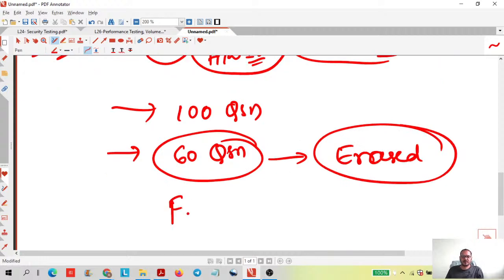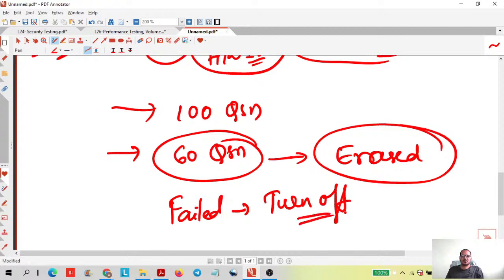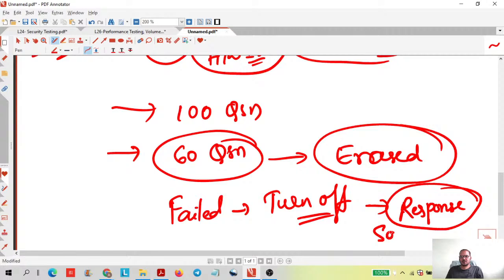If you face such a problem in the middle of the test, even if your system is turned off, it should recover the data. When you start again, it should save whatever response you provided. It should save the response.